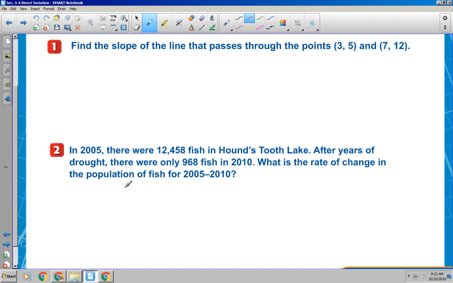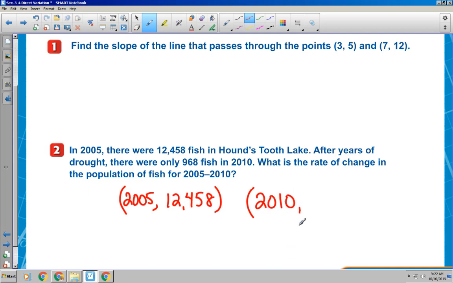All right, so here we go. I think the first thing we need to do in this problem, as we look at it, in 2005, there were 12,458 fish in Houndstooth Lake. That right there should be an ordered pair. So 2005, comma 12,458. Now, after years of drought, there are only 968 fish remaining. Well, there we go. In 2010, we are unfortunately down to 968 fish. So the question here is, what's the rate of change?